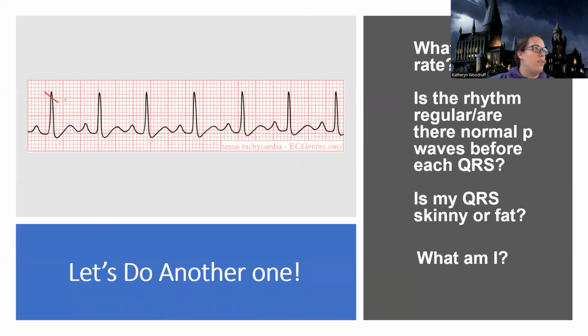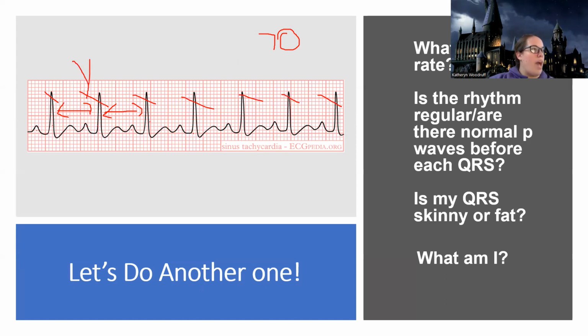We got 1, 2, 3, 4, 5, 6, 7. So we've got a rate of 70. And it looks pretty regular. It looks like there's the same space between everything. So I've got regularity. There is a P wave before every QRS. So you can see P wave QRS, P wave QRS, P wave QRS, and so on and so forth. So that's going to be a yes.